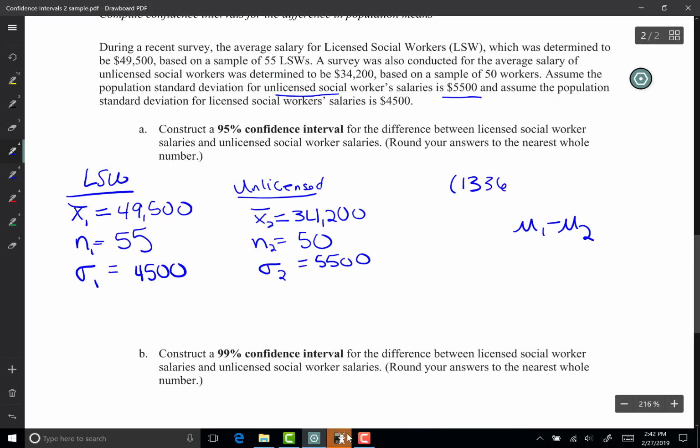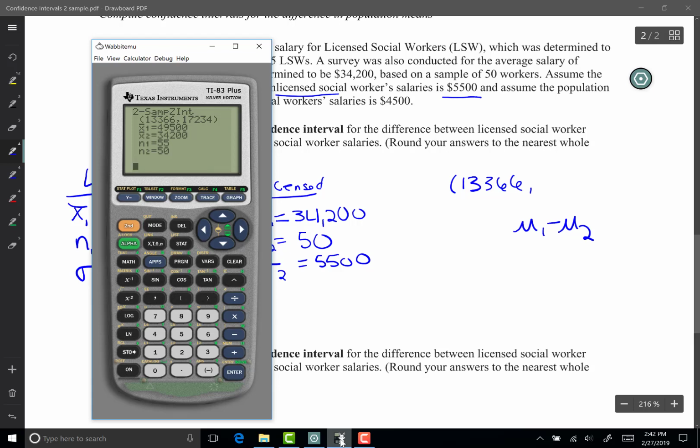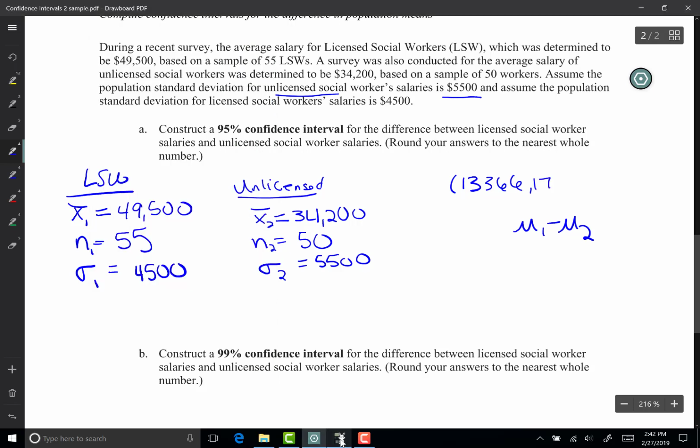That gives us a confidence interval of 13,366 to 17,234. If I write this as an inequality, the difference mu1 minus mu2 is between 13,366 and 17,234. So what we're estimating is the difference.